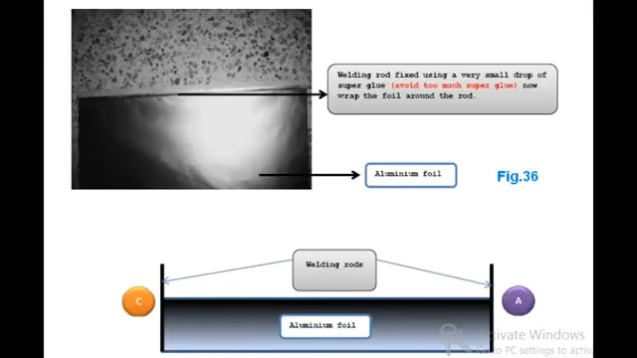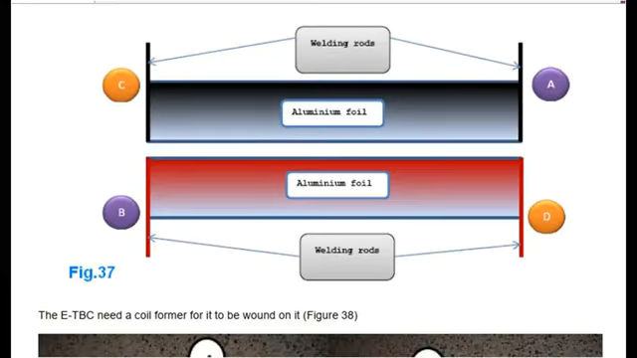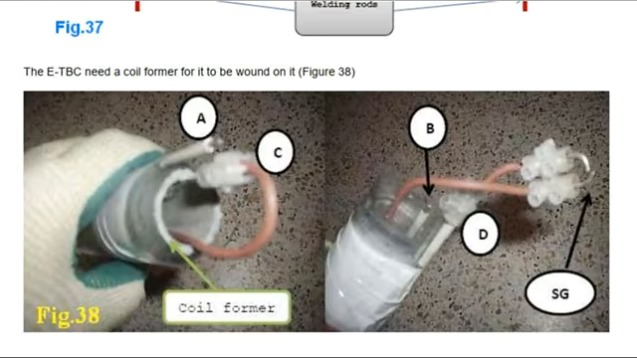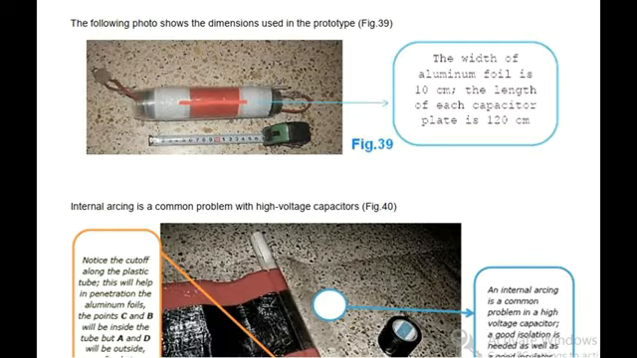Fig 36, welding rod fixed using a very small drop of superglue. Avoid too much superglue. Now wrap the foil around the rod. Aluminium foil. Welding rods. The ETBC needs a coil former for it to be wound on, figure 38. Coil former.